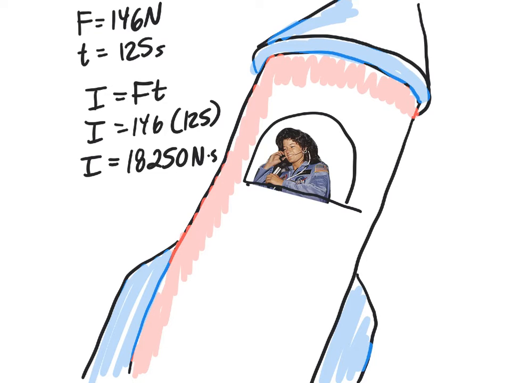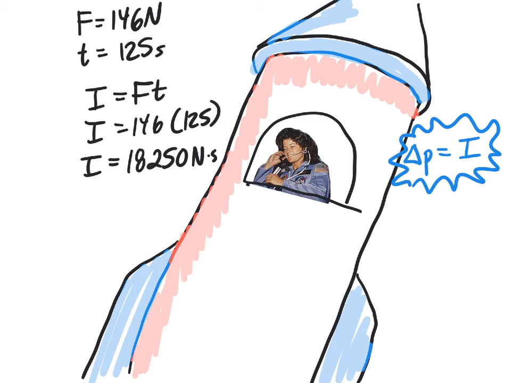And then the next question is, if she starts from rest, what is her final momentum? So our change in momentum is equal to impulse. That's a really key idea. 90% of the time when you're struggling with an impulse problem, it's probably because you forgot that. So how does that help us?